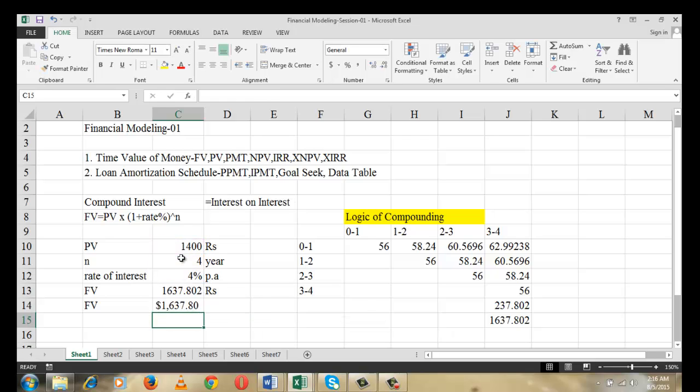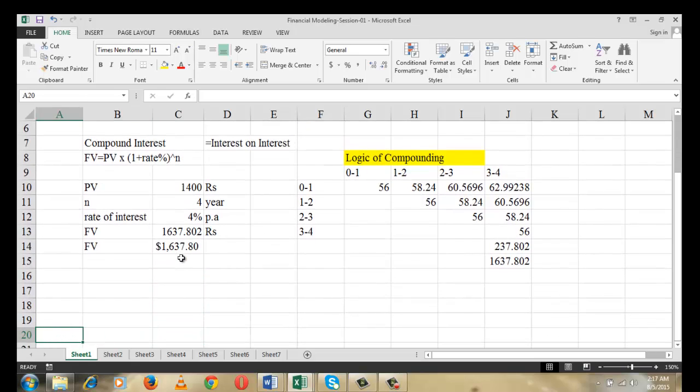Close bracket, enter. You get 1637.80. So this way you can calculate the future value of money. Now I'll talk about the present value calculation.